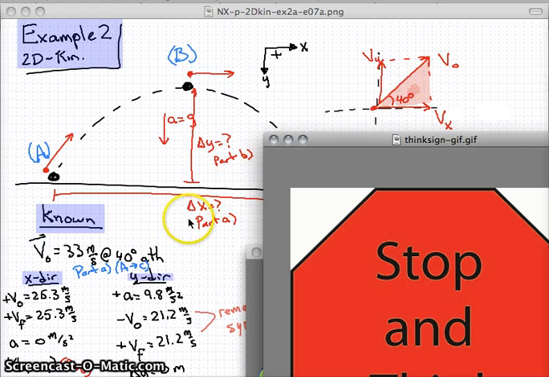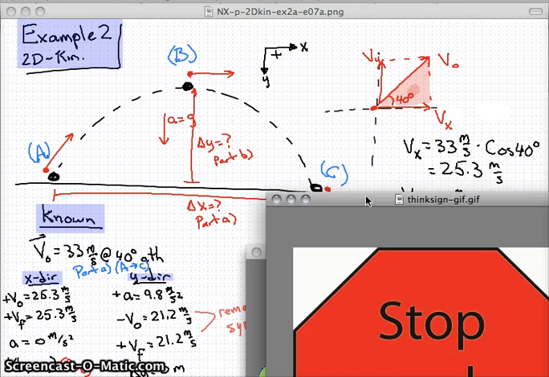If we want to put a number down in here for the x direction, we can't put the 33 meters per second in, because of course that's a combination of both the x and the y. All right, so let's see how I actually figured this out.